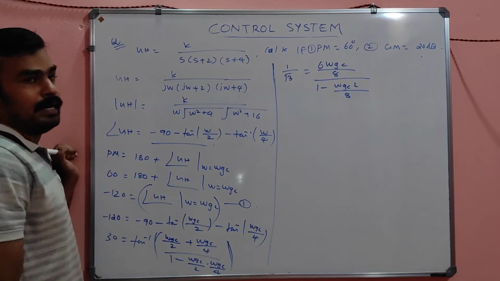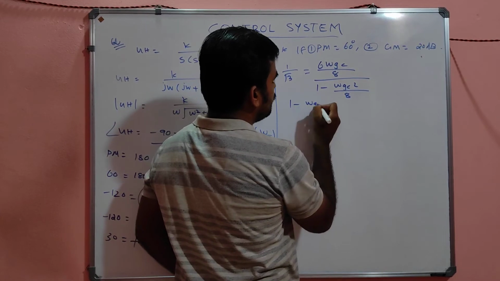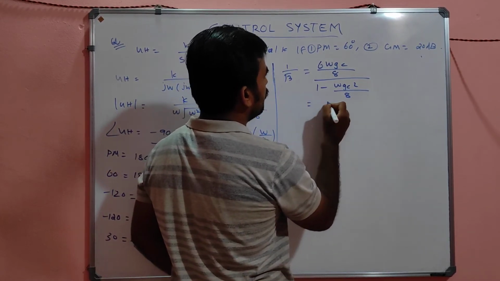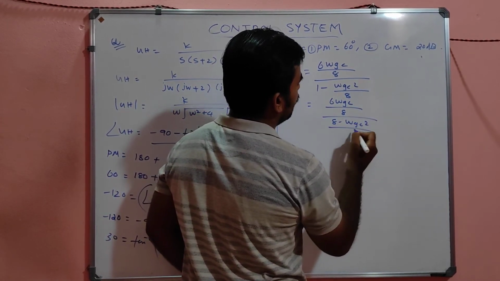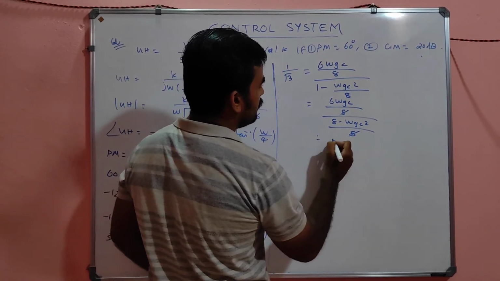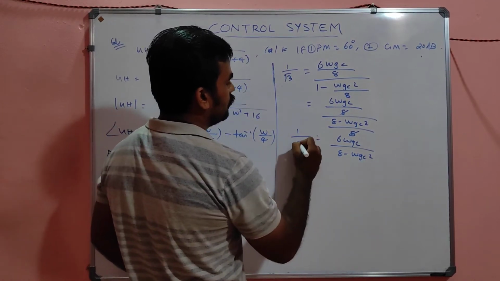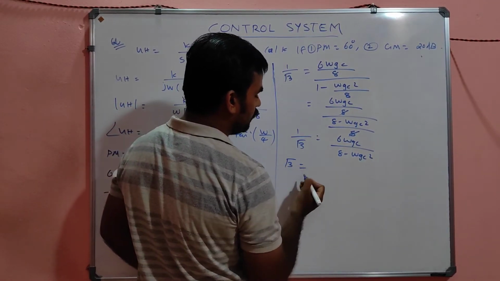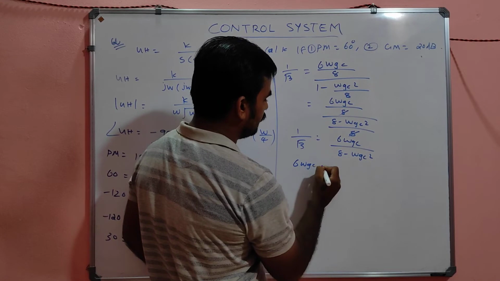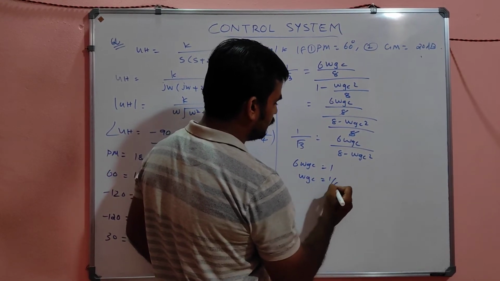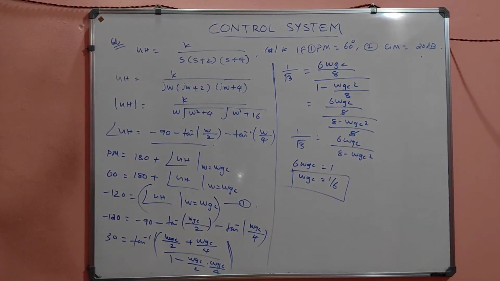6 omega GC divided by 8, whole divided by 1 minus omega GC square divided by 8. This can be simplified like 6 omega GC divided by 8, whole divided by 8 minus omega GC square divided by 8. 8 and 8 can cancel. So I can simply say 6 omega GC divided by 8 minus omega GC square equals 1 by root 3. So why am I going to 6 omega GC equal to 1? Omega GC equal to 1 by 6. That's all. Omega GC equal to what, my dear? 1 by 6. Let me check.